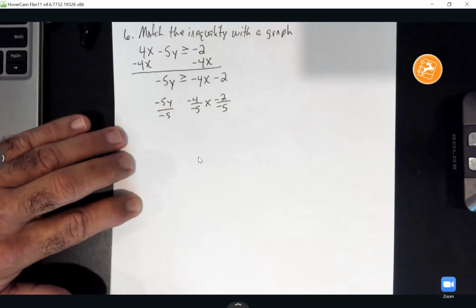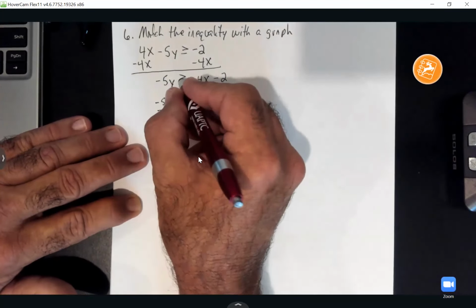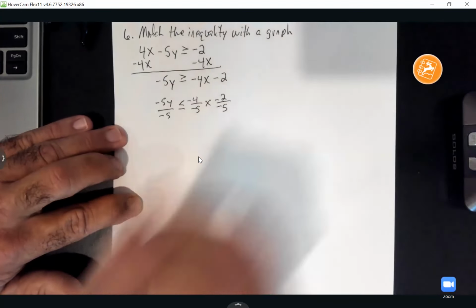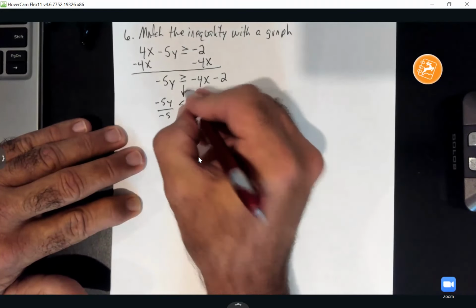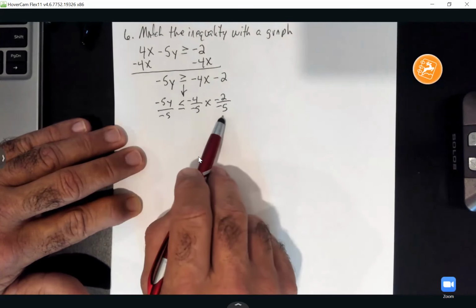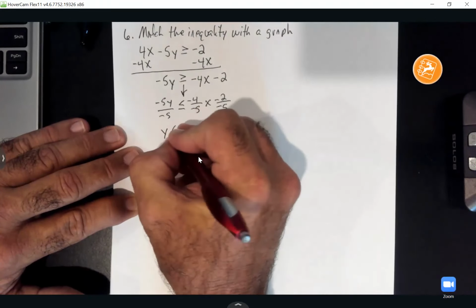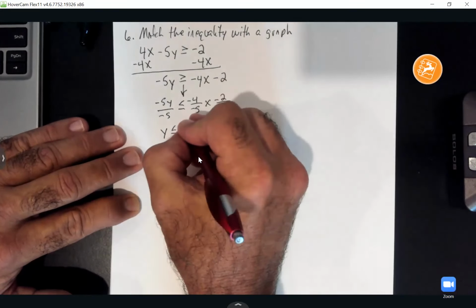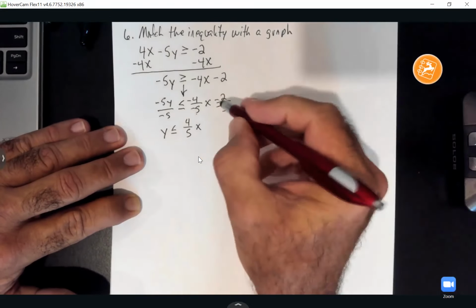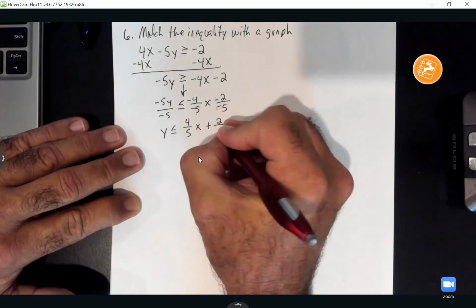Remember, I just divided an inequality by a negative. So what are you doing? Flip the sign. Flipping the sign. So it was greater than, so now it's going to be less than. No, that's the main thing you got to remember on this. Flip that inequality when we divide by the negatives. All right, so -5 divided by -5 makes that a 1y less than or equal. -4 divided by -5, the negatives cancel, making that a 4/5x. And then at the end, these two negatives make that a +2/5.